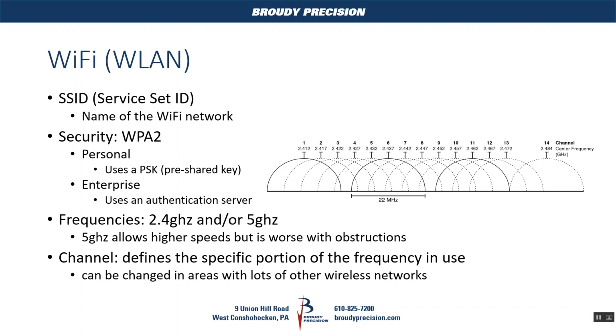Security on a wireless network is important. You don't want random people jumping onto a network that aren't authorized to. The protocol that's used most often today is WPA2, and that comes in two different flavors. There's the personal version, which is the version that most people are used to seeing, where there's a PSK, a pre-shared key, which is essentially just a password that you punch in to jump onto that wireless network.